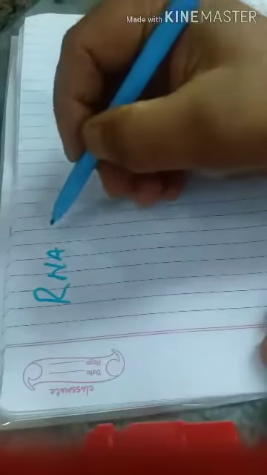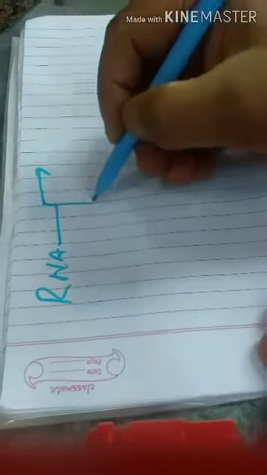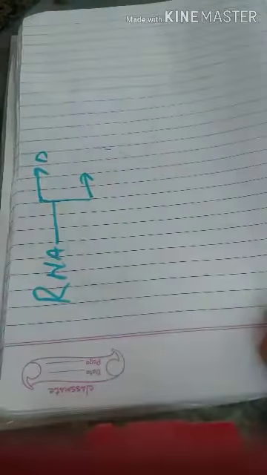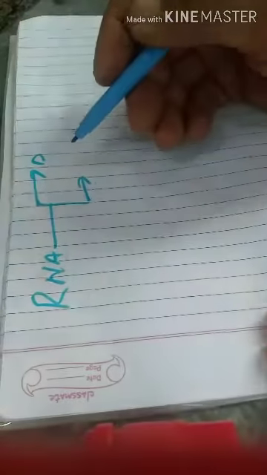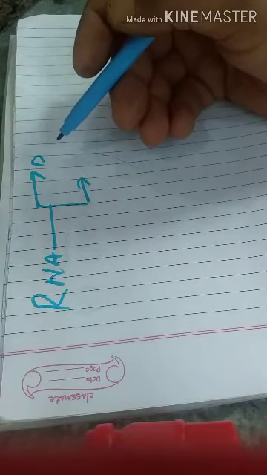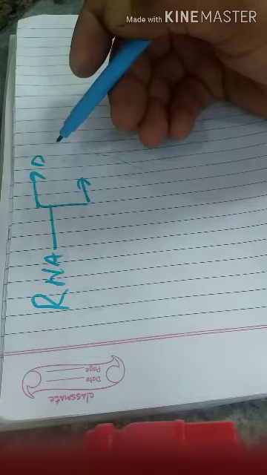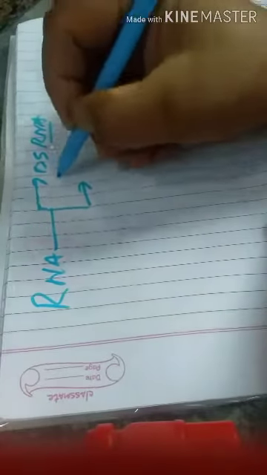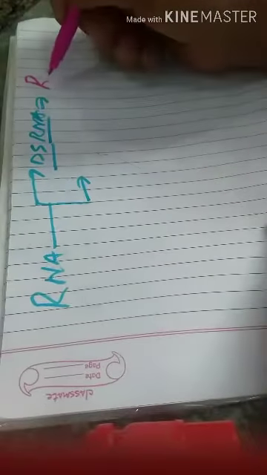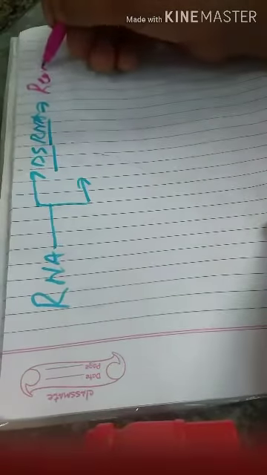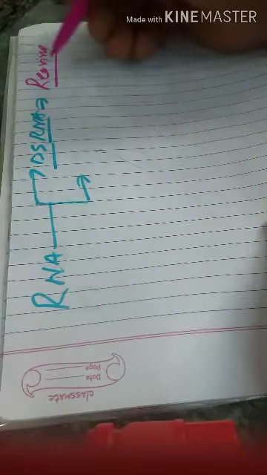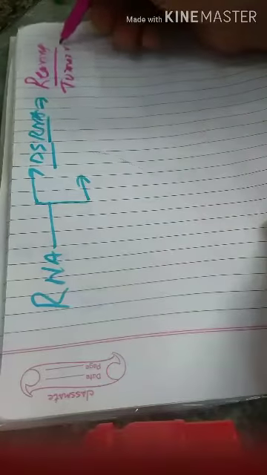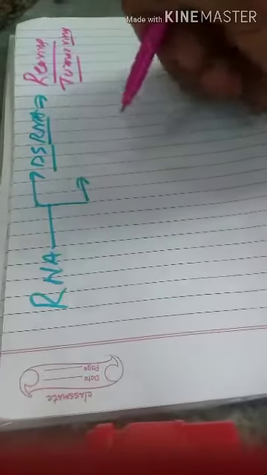And here you will also see that when RNA acts as a genetic material, it may be either single-stranded or double-stranded RNA. Double-stranded RNA has been found in tumor virus and reovirus. Reovirus is where double-stranded RNA acts as a genetic material, and tumor virus, where double-stranded RNA has been found as a genetic material.